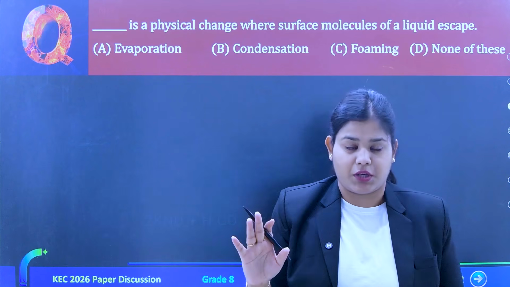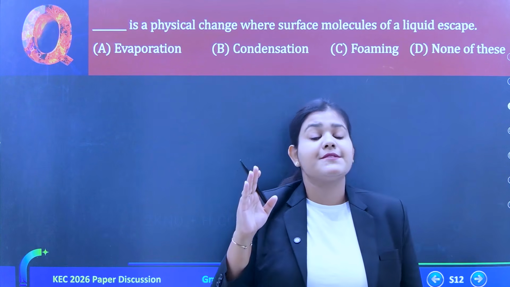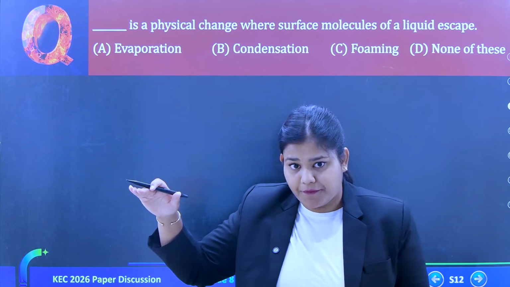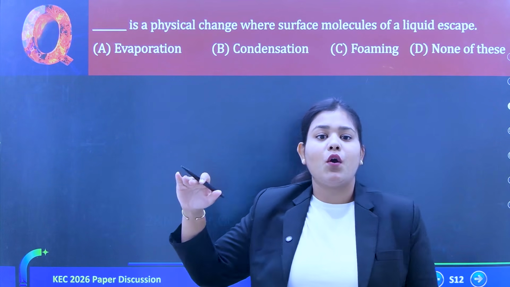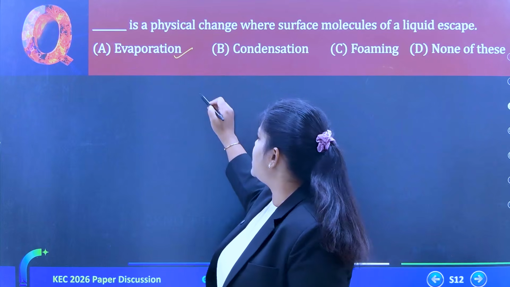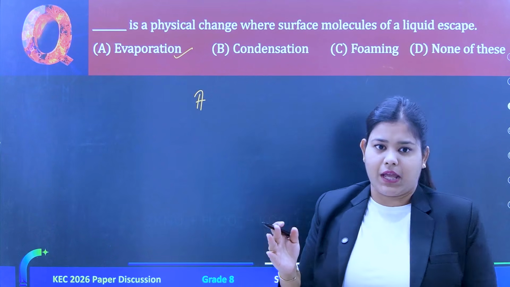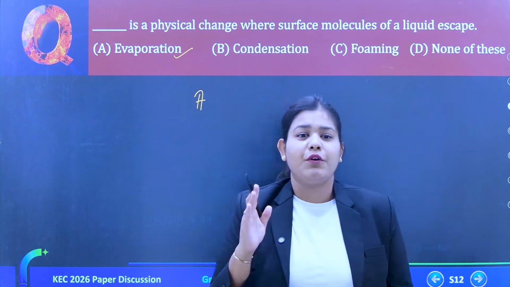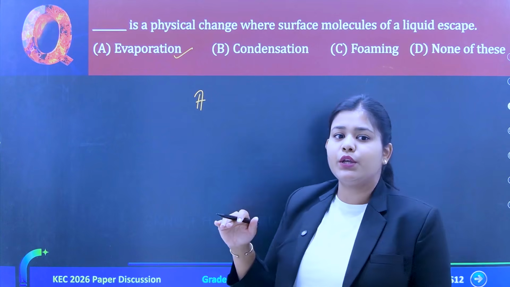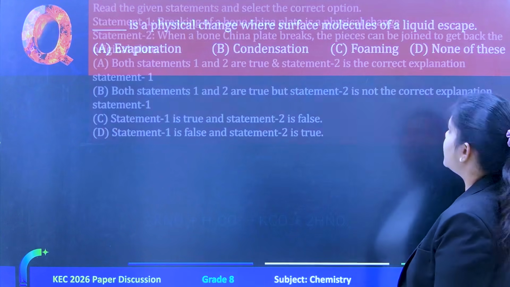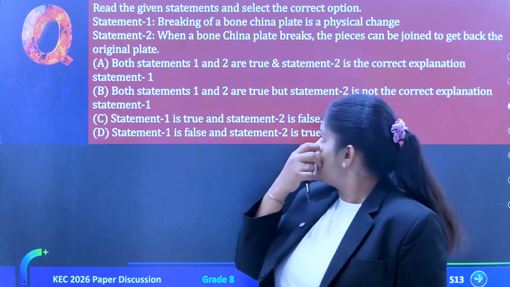That is vaporization. Now when vaporization occurs only on the surface, that is known as evaporation, and we have studied this hundreds of times. So option A is the correct answer. What is evaporation? Surface molecules evaporating. Next, statement 1.